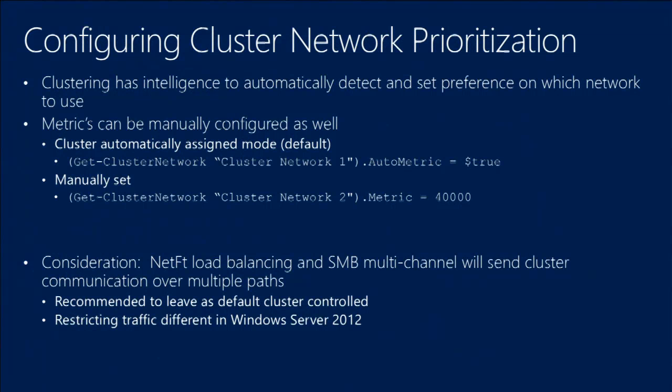I talked about the network prioritization, where the metric value is the cost, and the lower the cost, the higher the priority. By default, the priorities or the metric values are configured. If you want to change it, that's the way in which you can change it using PowerShell.